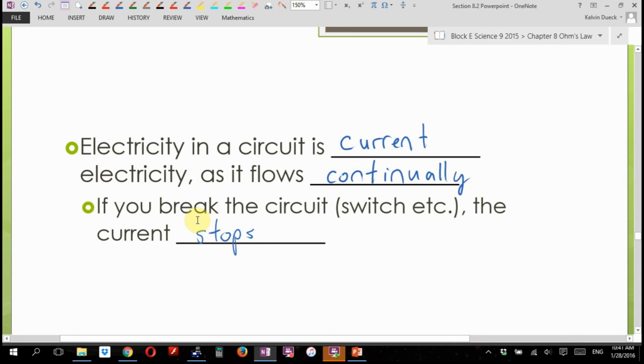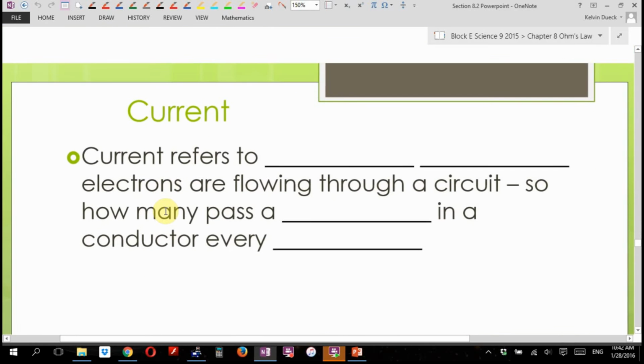So far, so good. I'm pausing because I'm throwing a lot of information at you. In the next few days, we're going to spend time practicing this information here. But I'm making sure we all get it kind of percolated. Yeah? Good. Current.